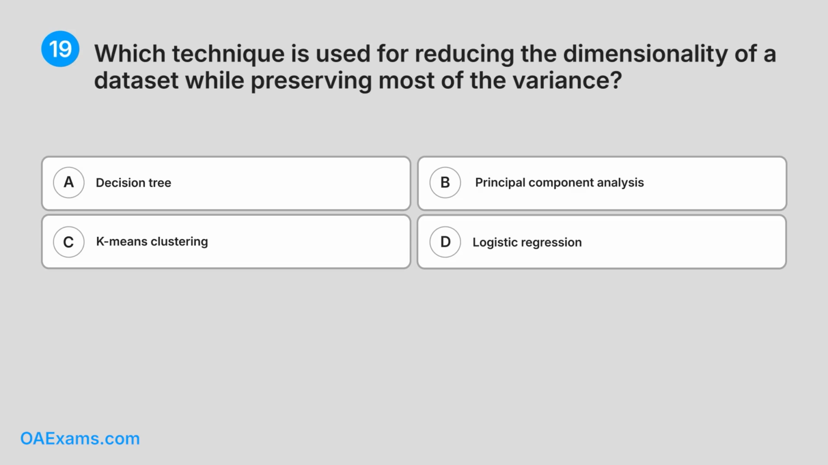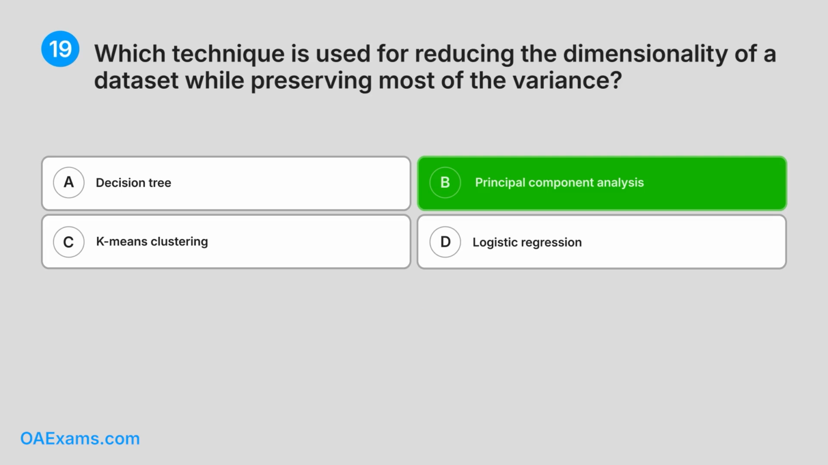A. Decision tree. B. Principal component analysis. C. K-means clustering. D. Logistic regression. Can you guess the answer? Correct answer. B. Principal component analysis.